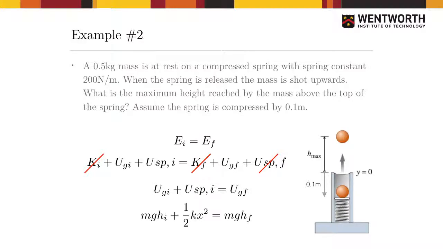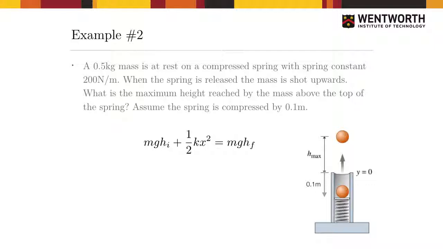Now we can plug in the appropriate equations for both elastic and gravitational potential energies. mgh initial plus 1/2 kx squared for the spring, and that must equal the final gravitational potential energy, mgh final. Now, in the picture, we've set our reference point, or 0 point, to be the end of the spring launcher. So what would be the initial height of the ball? Since it's initially below our reference point, the initial height would be negative 0.1 meter.